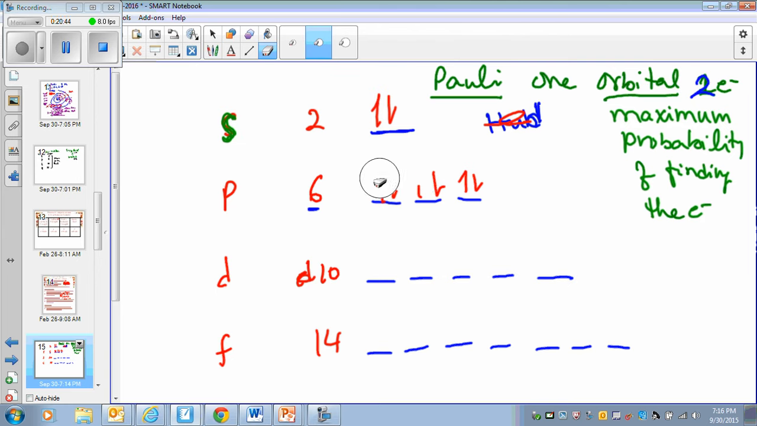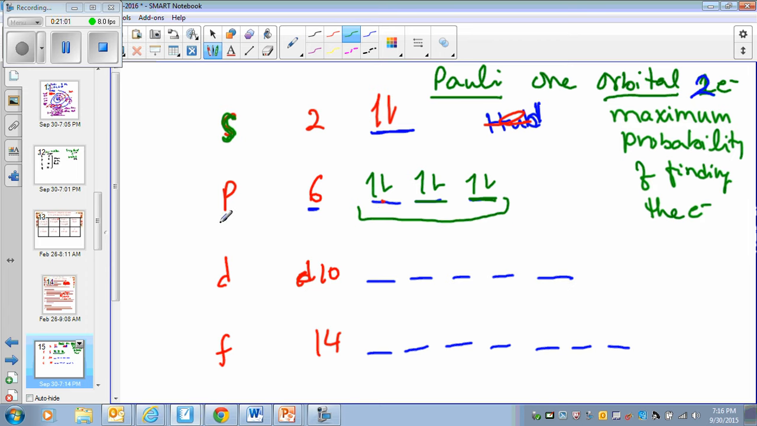I'm going to do it again. I have 6 electrons for P. So instead of doing 2, 2, 2, I have to go 1, 1, 1, and then I have to come back and pair them up, because they all have the same energy, so they have equal right to get the electron. All these orbitals that belong to the same P sublevel are called degenerate orbitals because they have the same energy. So Hund was a scientist who said that orbitals with equal energy have the same right to get the electrons, so the electrons have to be equally distributed before you pair them up.